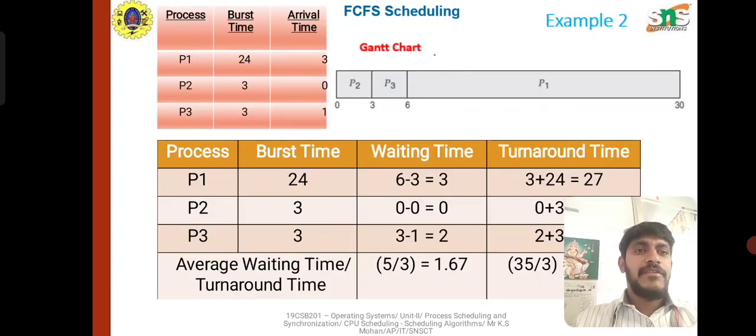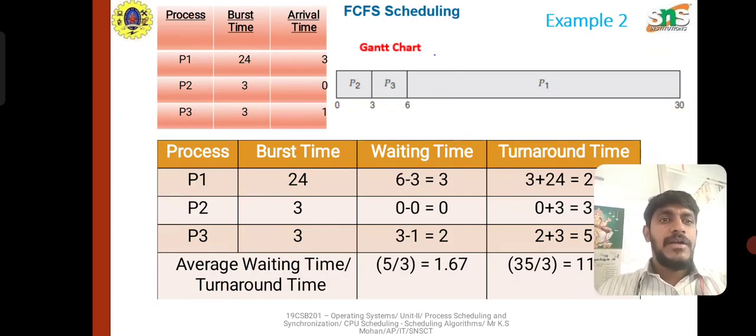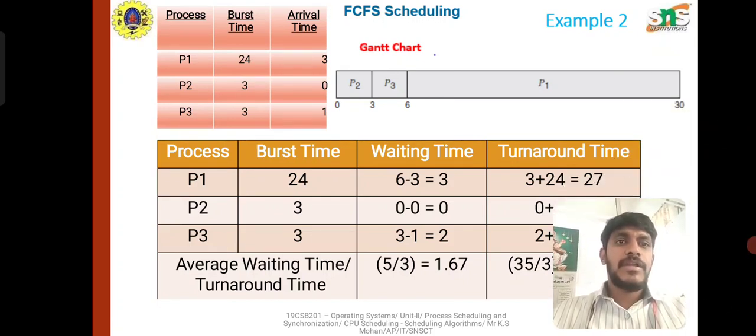In this Gantt chart we have the FCFS scheduling, with the process, burst time and arrival time. P1, P2 and P3 have burst times of 24, 3 and 3. First we take process P2. P2 starts at 0 and has a burst time of 3. P3 starts at 3 and ends at 6. P1 starts at 6. Why? Because the burst times of P2 and P3 are 3 and 3, and P1's burst time is 24.